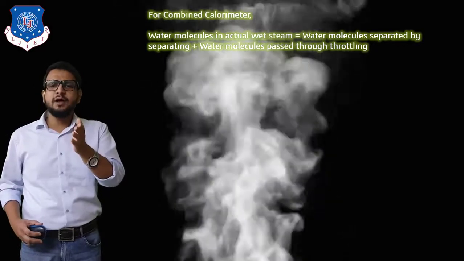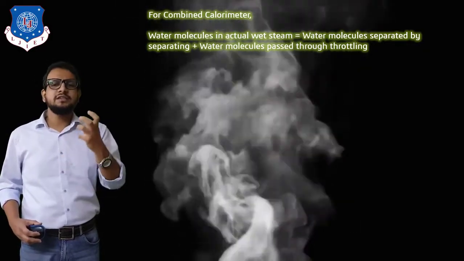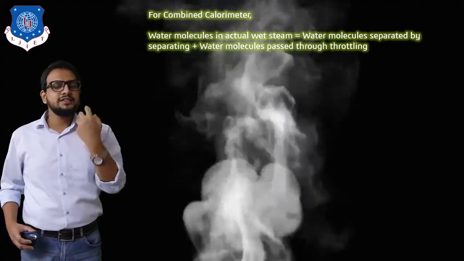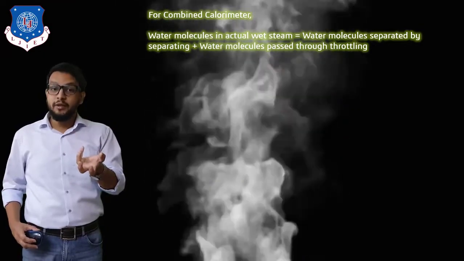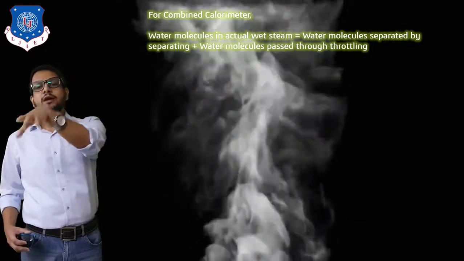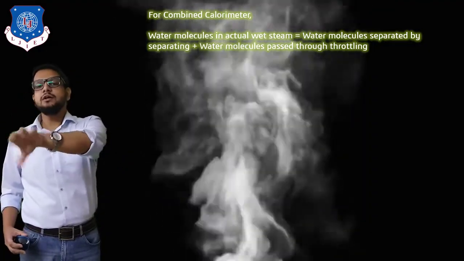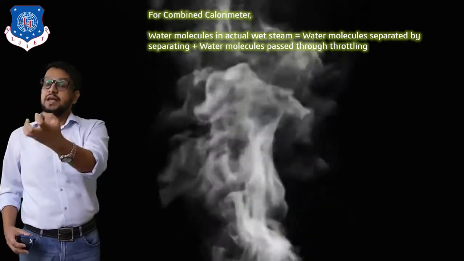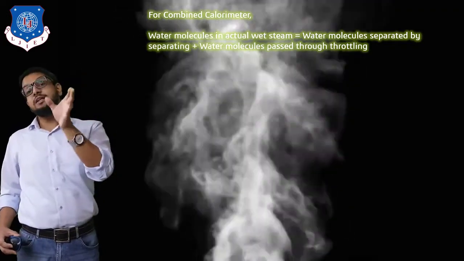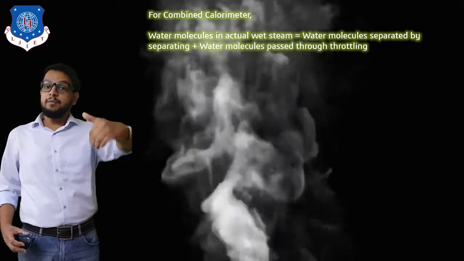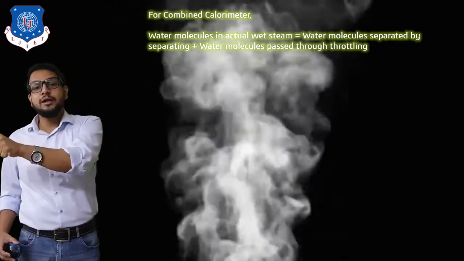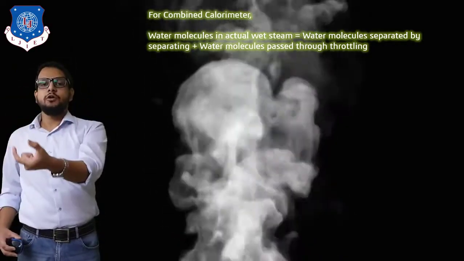This can be understood by considering an example condition. Let's say we know the dryness fraction, x is equal to 0.75. So the wetness is how much? The water molecules will be 0.25, right? That is 25%. So we can say that 25% is equal to 20% plus 5%. Let's say 20% are the water molecules separated by the separating calorimeter in the inner chamber, plus 5%, which are the water molecules present in the dry steam from the separating calorimeter, but that dry steam was passed into the throttling calorimeter. So for the throttling calorimeter, it is a wet steam having 5% water molecules.